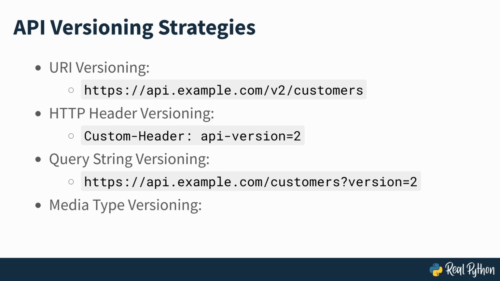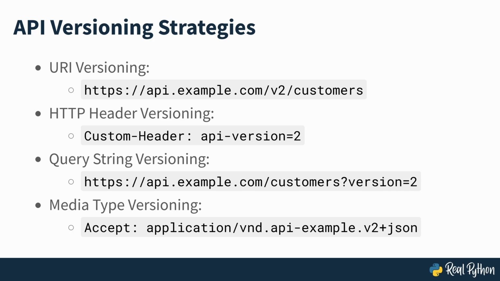And media type versioning. When a client application sends an HTTP GET request to a web server, it should stipulate the format of the content that it can handle. Regardless of which strategy you select, versioning your APIs is an important step to ensuring it can adapt to changing requirements while supporting existing users.